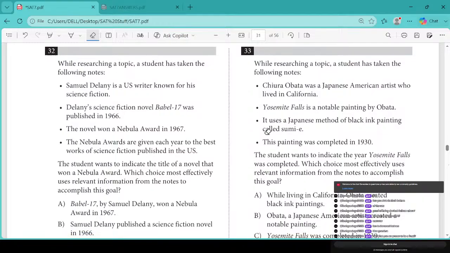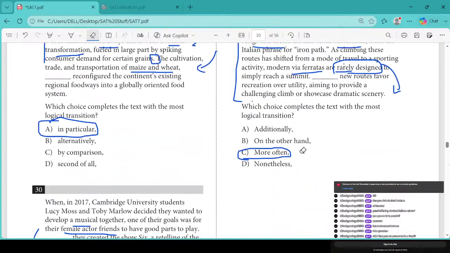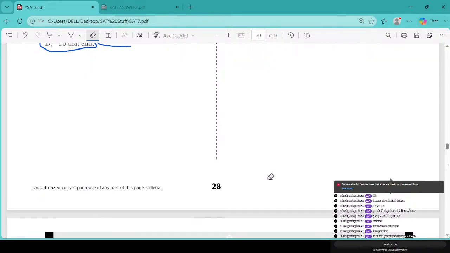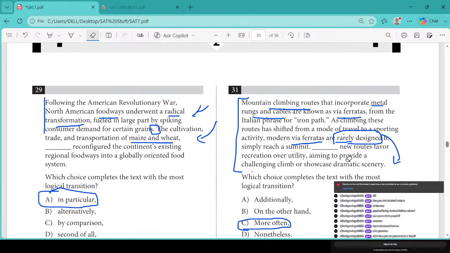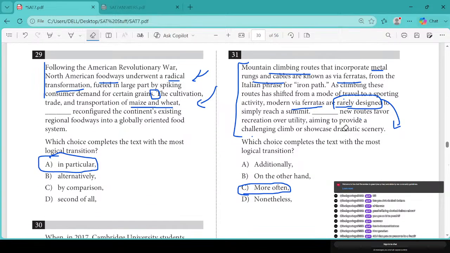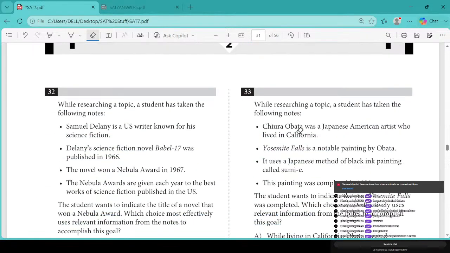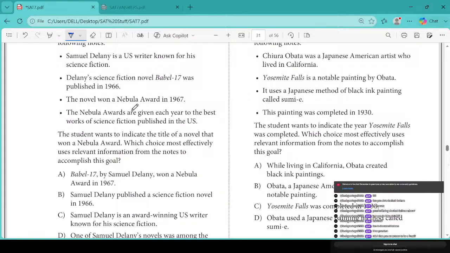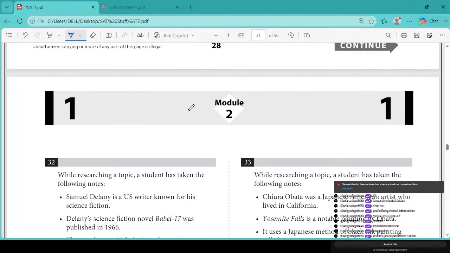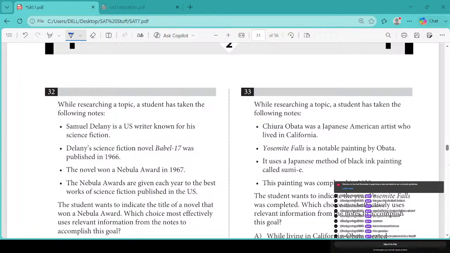Let's move on to question 32. Do you guys have questions about how I got the answer C? This is not a contradiction to this, okay? This is more like supporting because it says rarely designed. So the most logical transition would be more often, which complements this theme. Anyways, let's go, guys. This is the last two questions. Got questions? Ask me in the chat. I'll get to them when I see them.